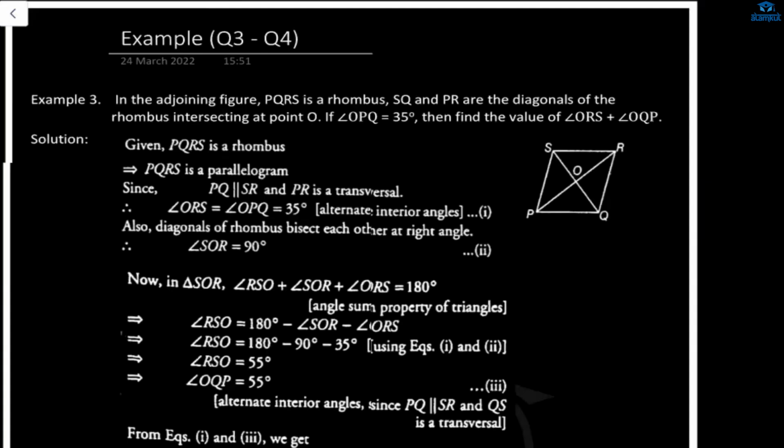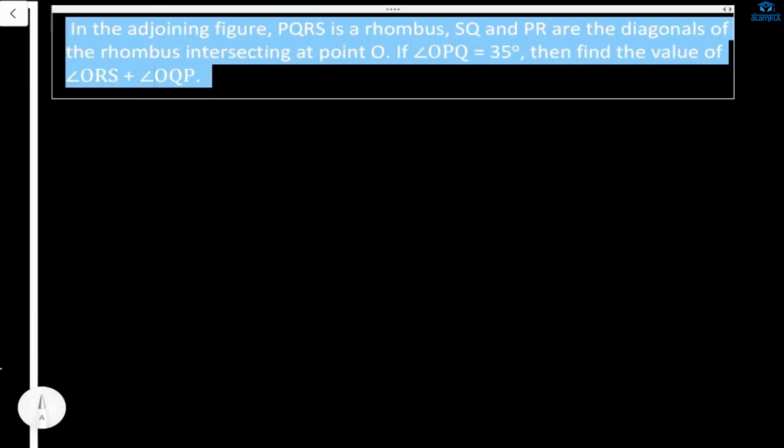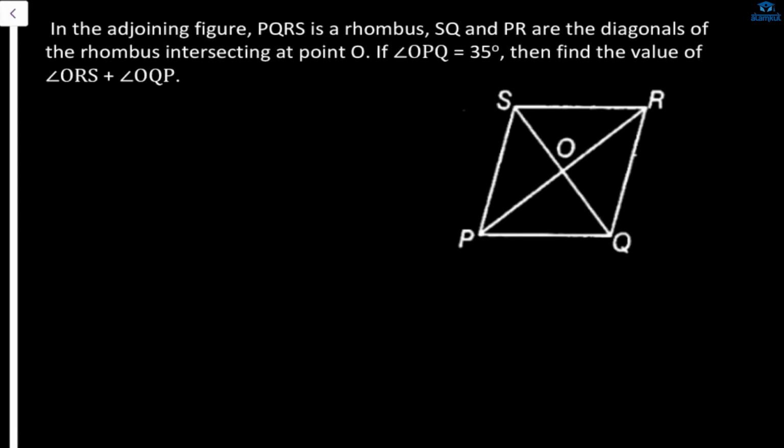Now try this question. We need the figure also. In the adjoining figure, PQRS is a rhombus. That means all the sides will be equal. SQ and PR are the diagonals of the rhombus intersecting at point O. If angle OPQ is equal to 35 degrees, then find the values of which two values we have to find.